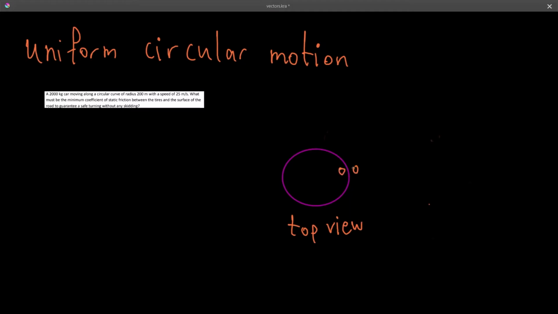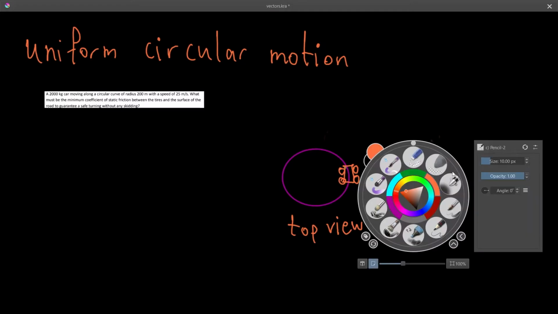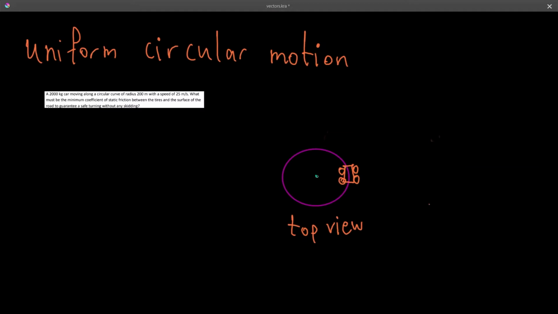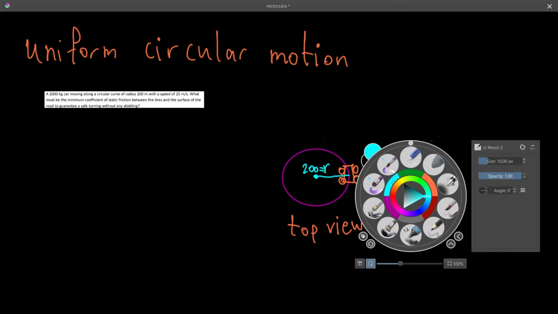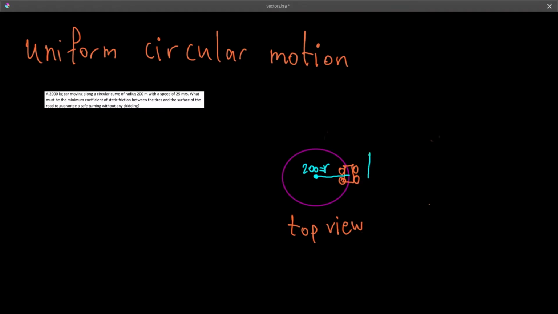And so this would be our car. You're free to draw it anywhere you want, but say this is your car, right? The radius, they gave you the radius. They said radius, so if this is the center, then this right here, r, is equal to 200. So 200 equals r, right? And now they want to ask you, and they told you that it's moving as well. They gave you velocity. So right here, v is equal to 25 meters per second.